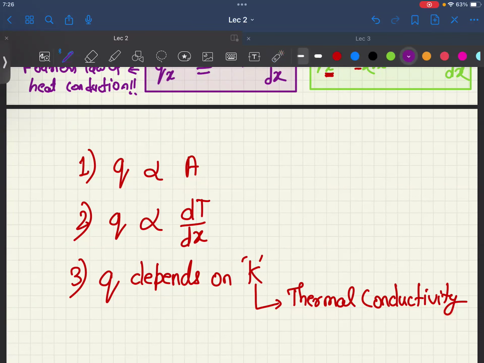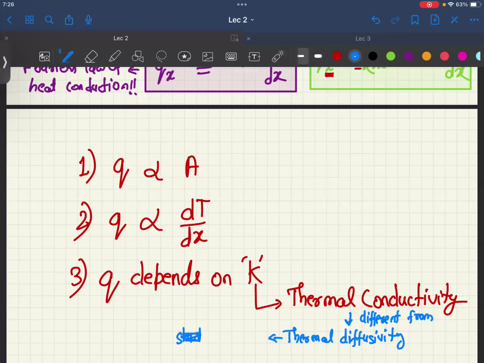So this is different from thermal diffusivity, which we are going to study, right? This is very important: thermal conductivity is different from thermal diffusivity. We will see this later.